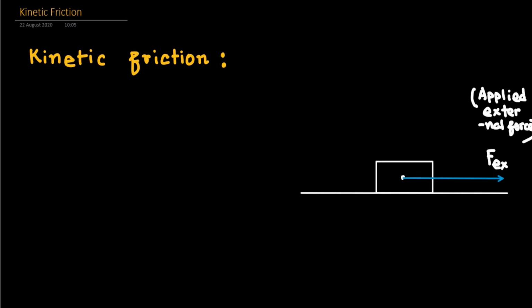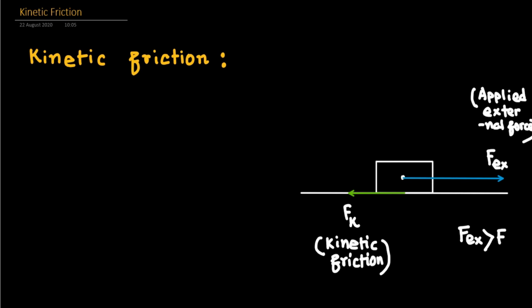Fex is the external force, and kinetic friction Fk will be acting towards left in the opposite direction of external force, and it acts tangentially on the surface of contact between the two bodies. So Fk is a kinetic friction such that in this case Fex is greater than Fk, means applied external force is greater than the kinetic friction or force of kinetic friction. In this case, the body will be moving towards right in the direction of external force Fex with an acceleration a.